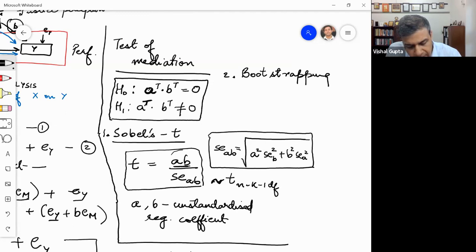Okay, bootstrapping method. Today, whenever there are doubts about our normality assumptions, we typically report not just the normal theory test, but also the bootstrap results, in order to account for whether our coefficients or the indirect effects are significant or not.